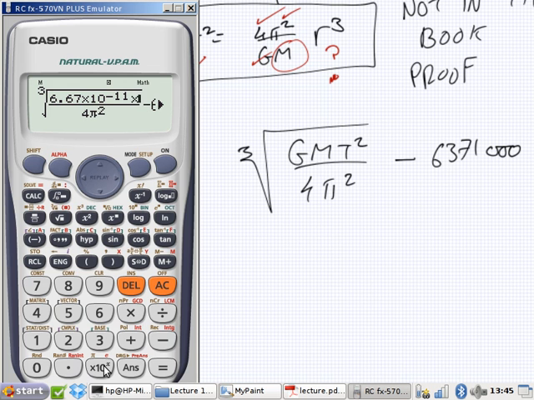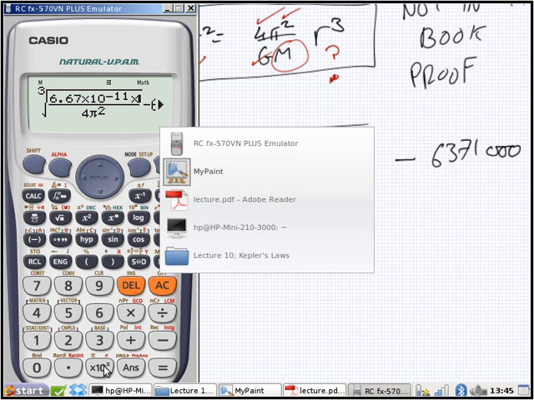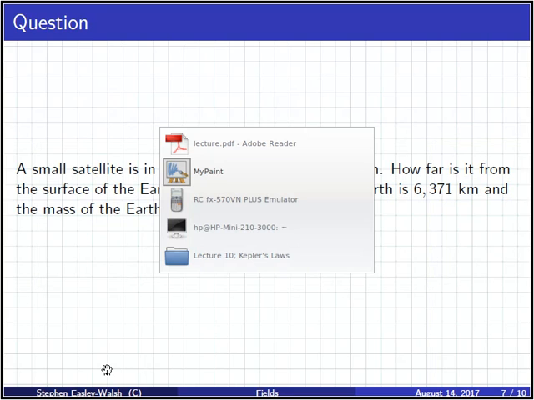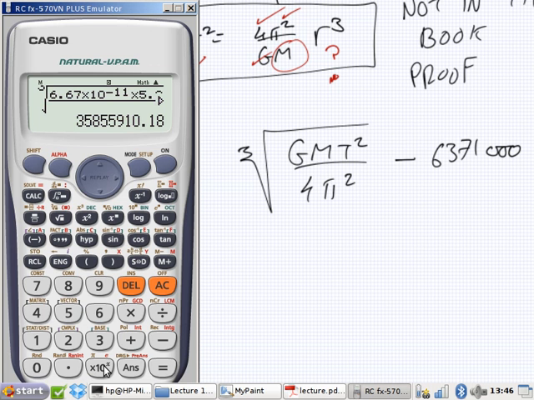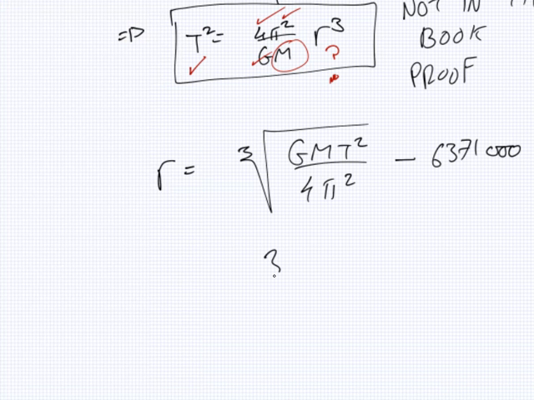Sean, what is the mass of the Earth, please? 5.97 times 10 to the 24. Times T squared, and the T is 24 times 3600. That's the T squared. Seconds, of course. So this is the answer. Let's just put that in kilometers. 35,900 kilometers.